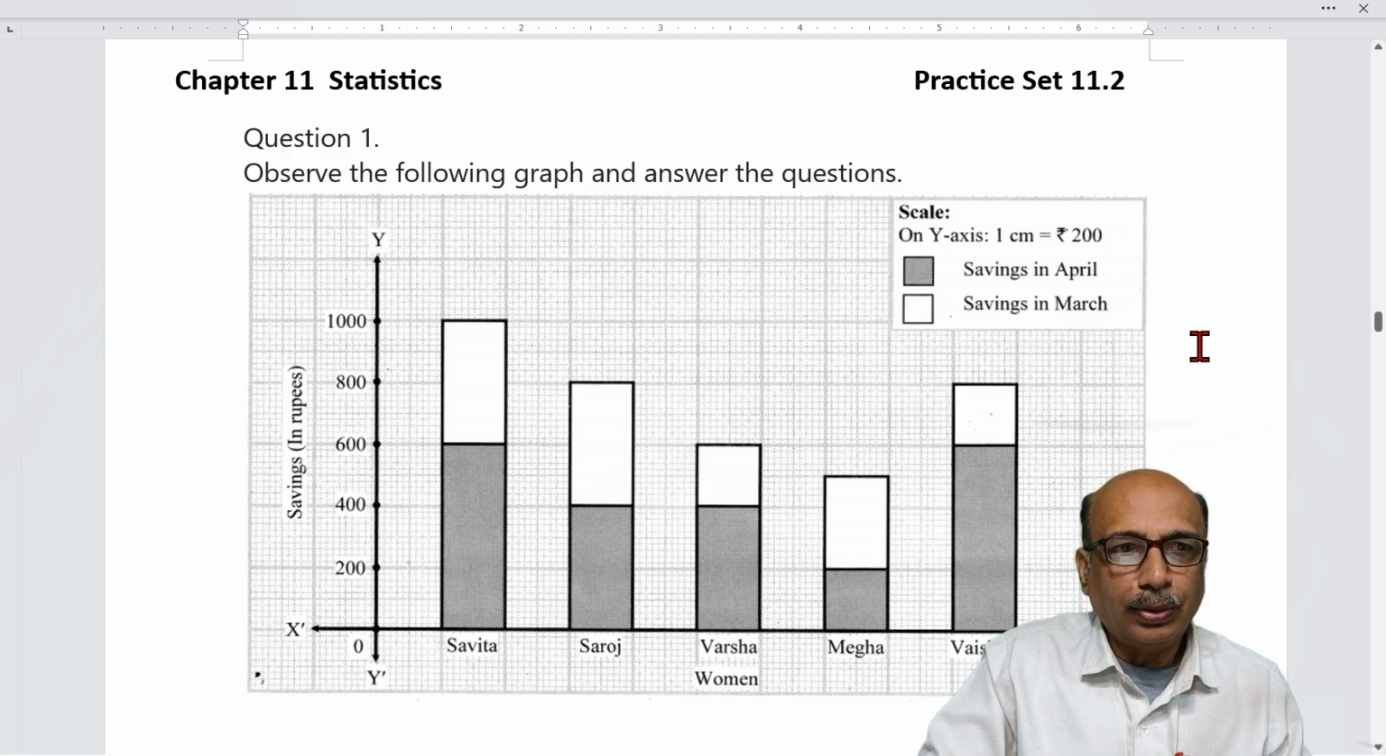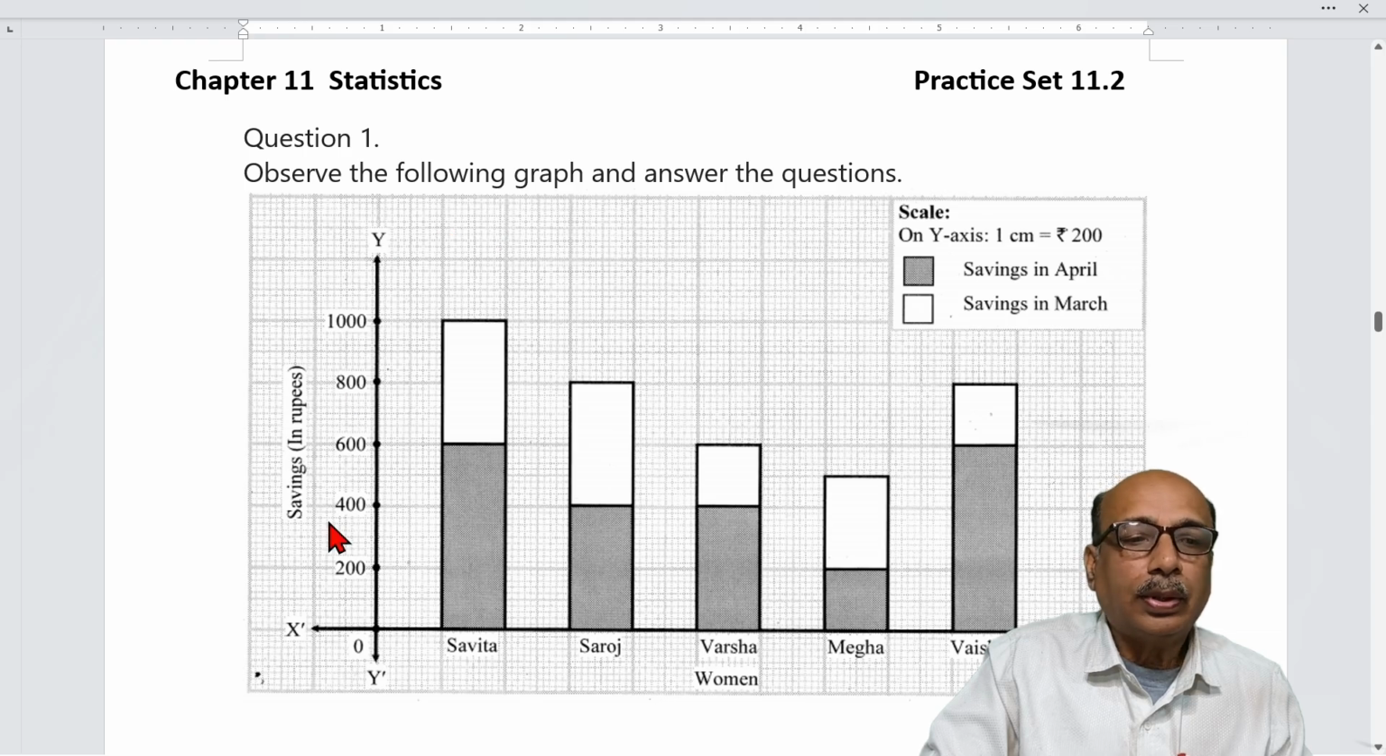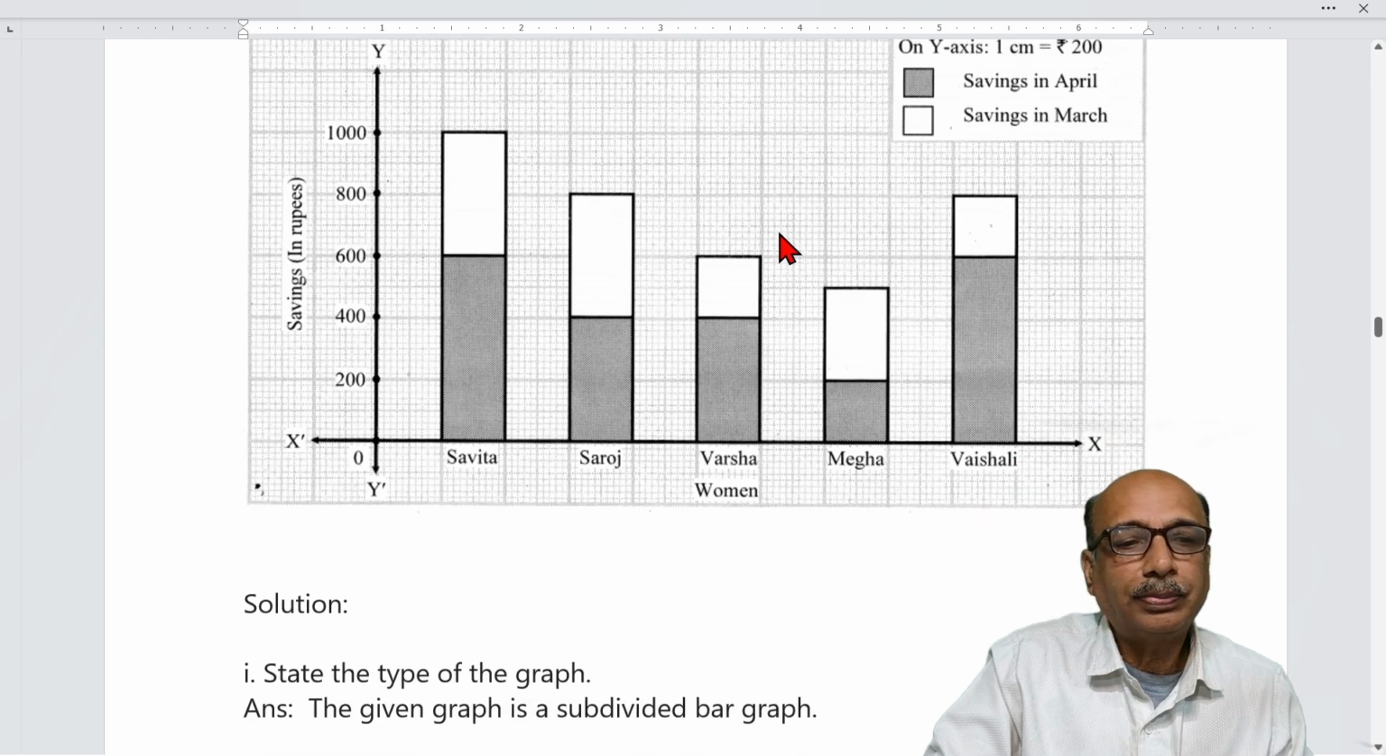Hello children, we are going to start with practice set 11.2. Here you see in statistics, now we are going to see the graphs. Observe the following graph and answer the questions. You know, on a graph we have x-axis, we have y-axis, we have to write the scale and all. So we'll come to that in the later problems as it comes. So the first question is only to observe the graph and answer the following questions.